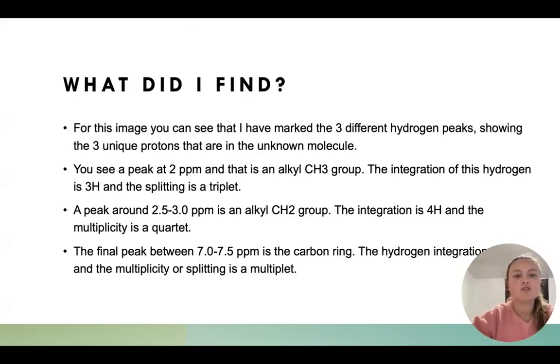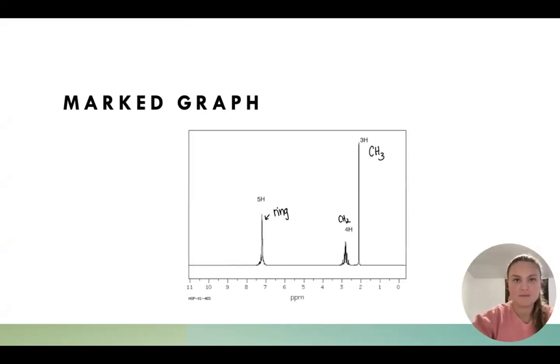At a peak around 2.5 to 3.0, there's another alkyl group, but it's a CH2 group. Integration here is 4H, and the multiplicity is a quartet. And then the final peak around 7 to 7.5 ppm would be indicative of that carbon ring. This integration is 5H, and the multiplicity is a multiplet. So here's a marked graph for the hydrogen NMR.